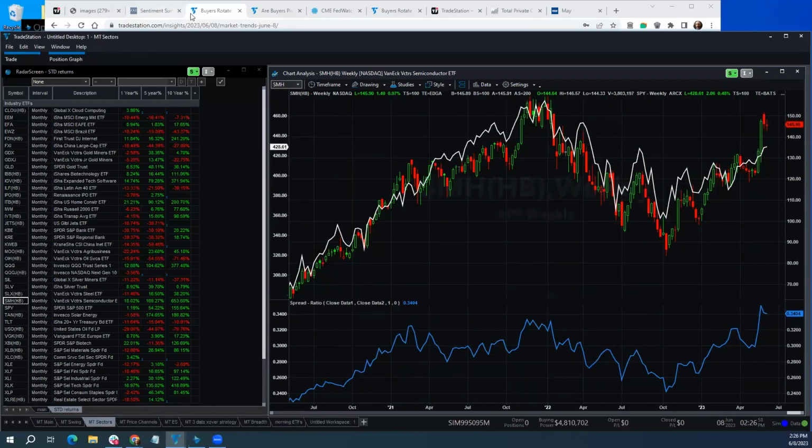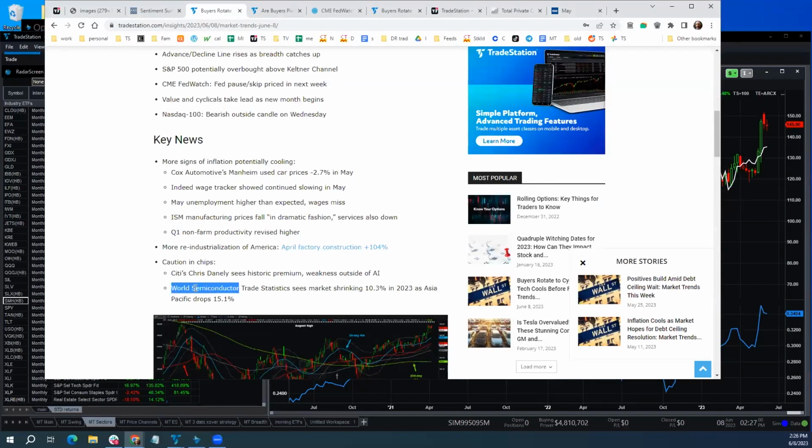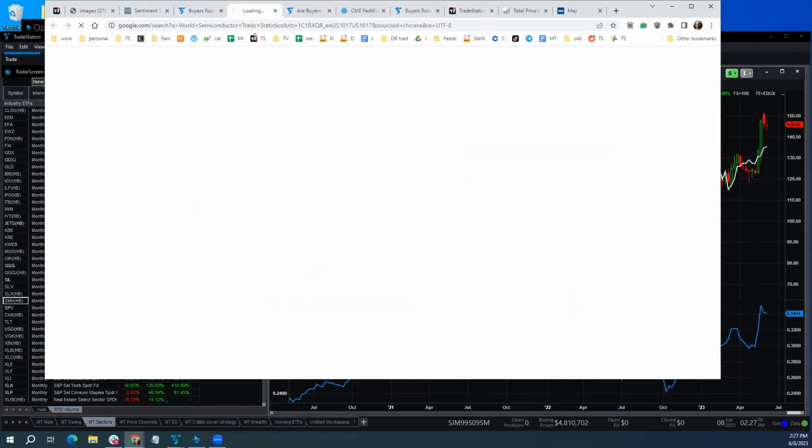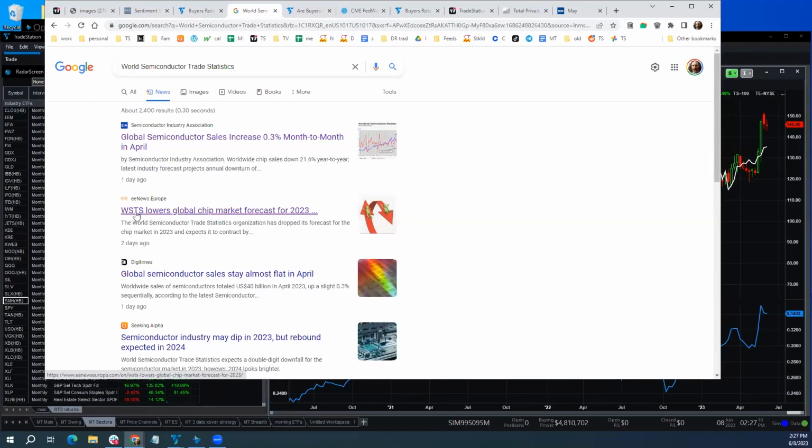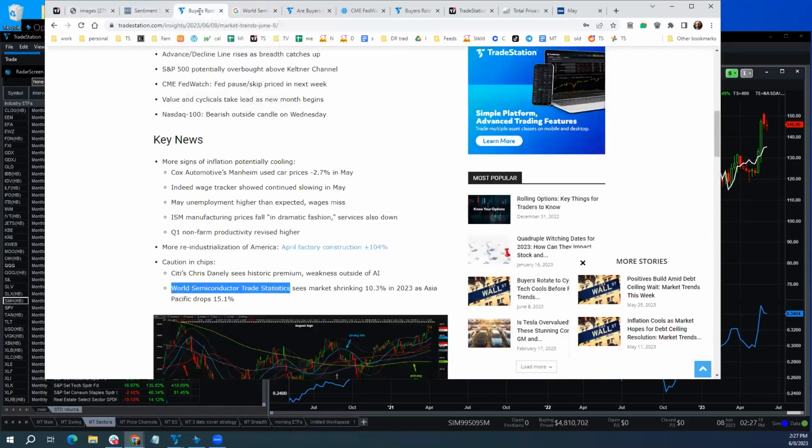What is also interesting, though, is if you actually look at this, the world's semiconductor trades at 6. If you actually Google this, and you look at the news that it generates, you can see these guys lowered their chip forecast. And one thing this guy, Chris Donnelly, said was that a lot of the internals of the semiconductor industry are not that hot right now. And again, where is the weakness? China.